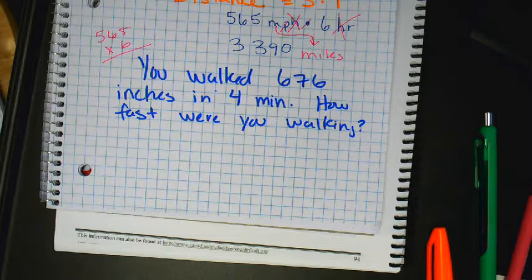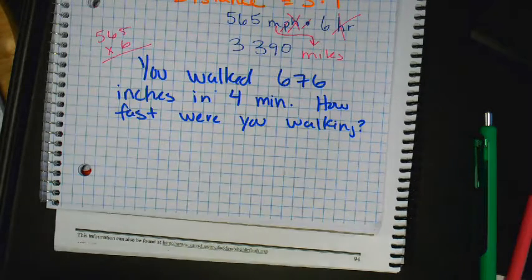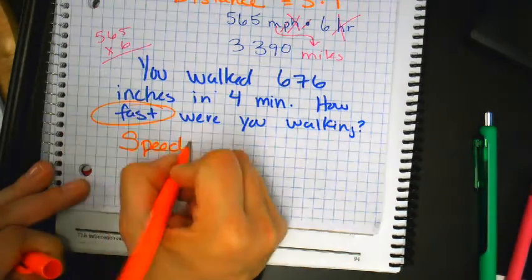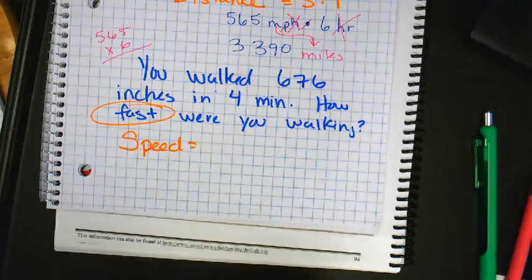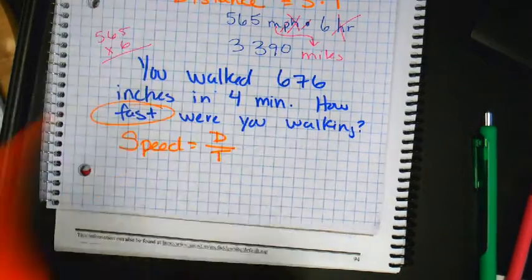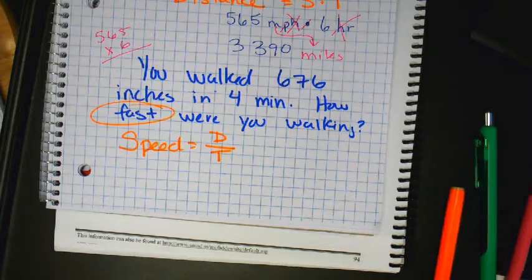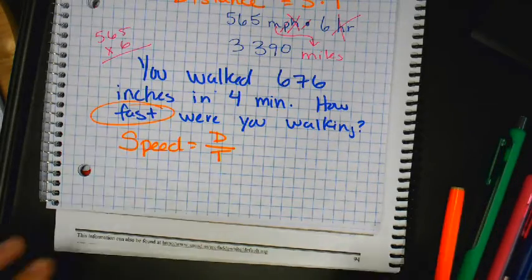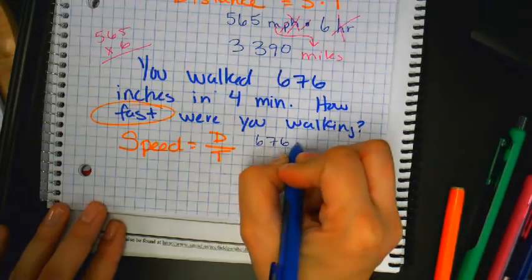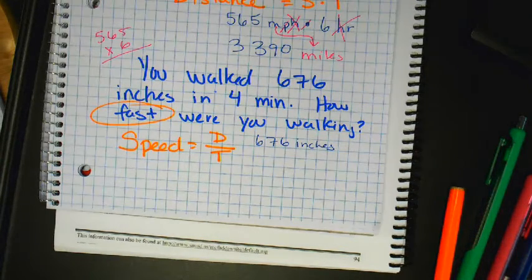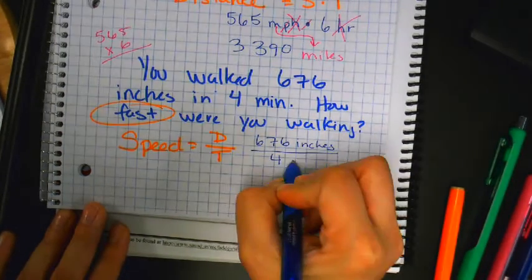All right, so what am I solving for? Speed. Yes. How fast? So speed is equal to what? Distance divided by time, right? And that's because I covered up the S, and I'm left with distance over time. Cool. Okay, what's my distance? 676. Yes. Make sure you write inches, please. There's a reason. It's going to help you later. What's my time? 4 minutes. Write that all down. 4 minutes.